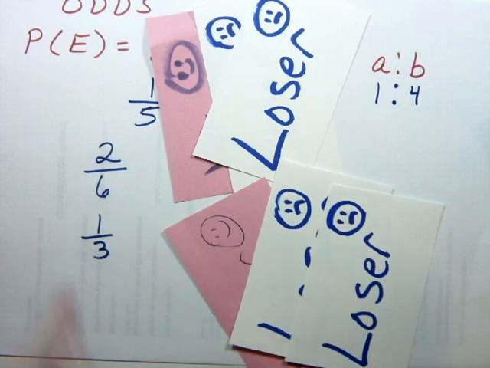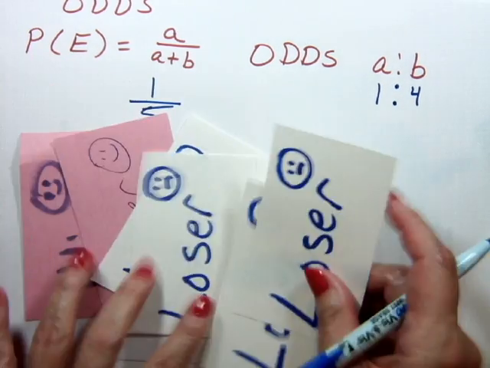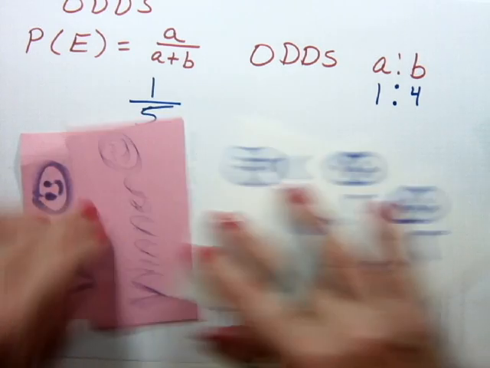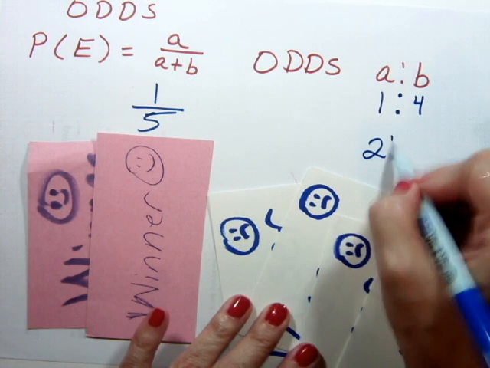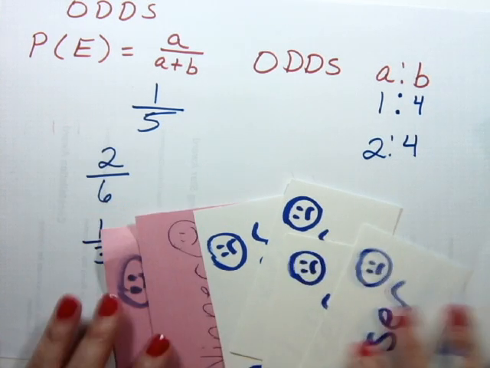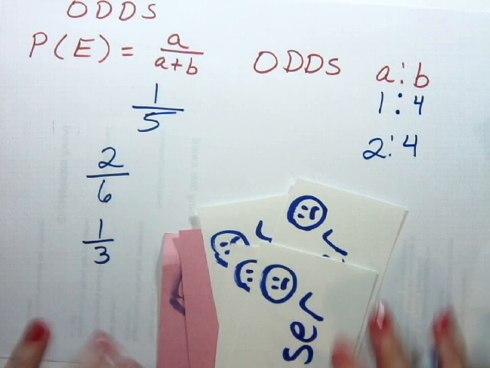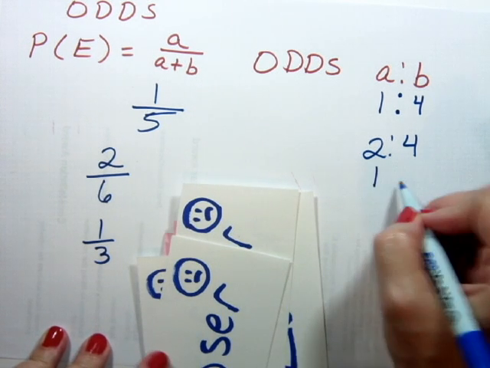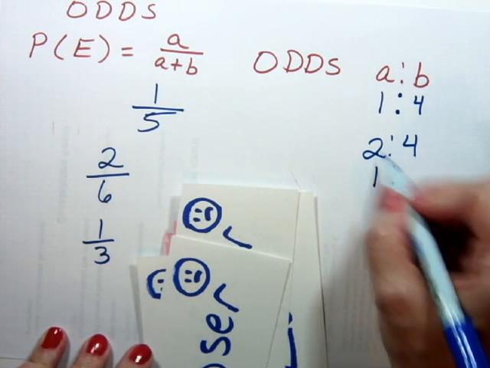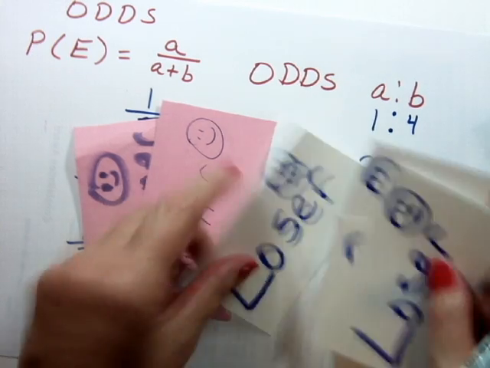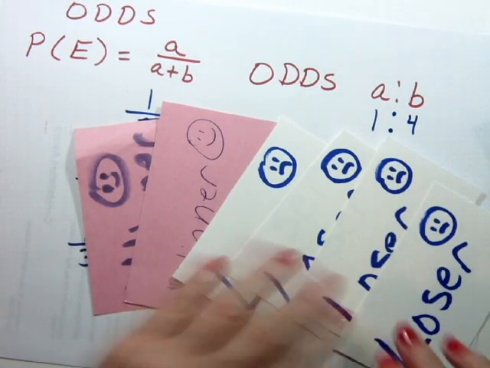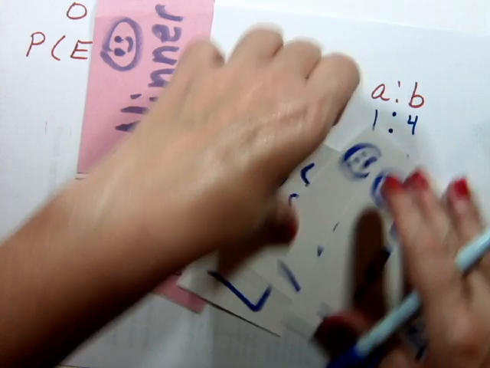Okay, that's your probability. Now let's look at our odds. Your odds of winning would be 2 winners to 4 losers. Your odds are 2 to 4. Now you always reduce your odds just like you always reduce your probability. 2 to 4 means, 2 goes into 2 once, 2 goes into 4 2 times. Your odds of winning are 1 to 2, which means there's 1 winner for every 2 losers.